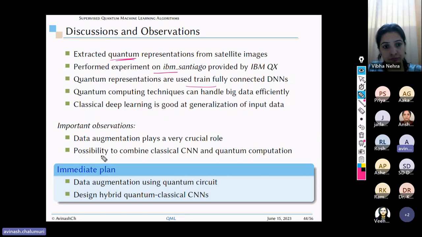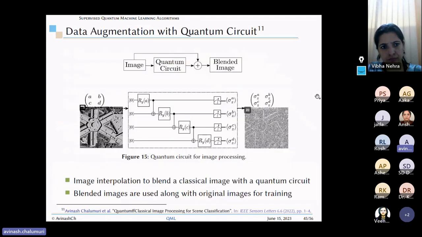accuracy. So then what we thought is, okay, why use it in a separate way? Why don't we combine this hybrid approach into the convolutional neural network itself? So then we designed a hybrid quantum convolutional neural network, which works for satellite images along with the data augmentation scheme. This is the data augmentation scheme we developed, where we took an image and passed it through a particular quantum circuit.